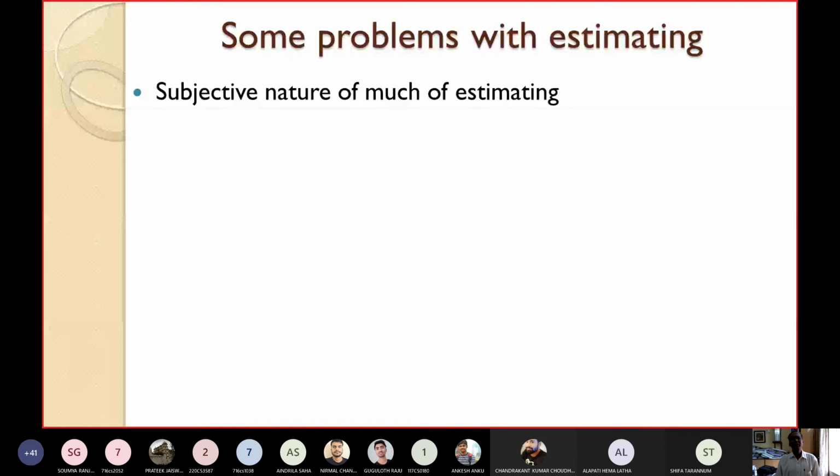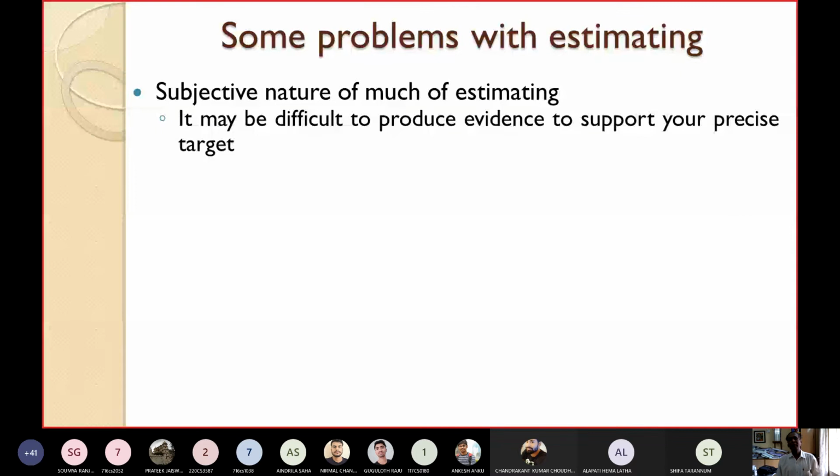The first one is easy, please read yourself. The subjective nature of much of the estimating: because this estimation will vary from one person to another if it is subjective in nature, it may be difficult to produce evidence to support your precise target. You have estimated, but there is no evidence to support your estimate. So this is very important if you are making subjective estimates. Getting some support or finding some evidence to support your precise target is quite difficult in case of project estimation.